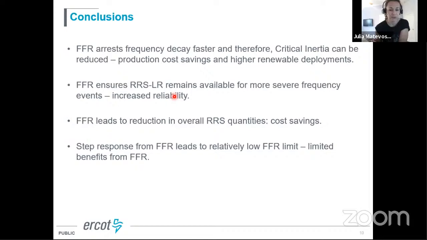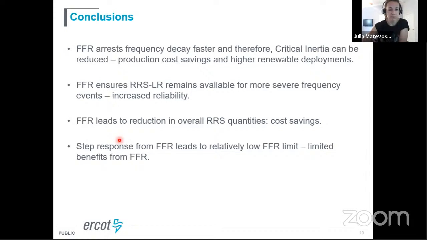we don't need to bring additional synchronous generation online just for inertia, and we can accommodate more renewable resources in the generation mix. FFR ensures that load resources remain available for more severe frequency events, so it provides increased reliability. It leads to reduction of overall responsive reserve quantities, so it's cost saving.